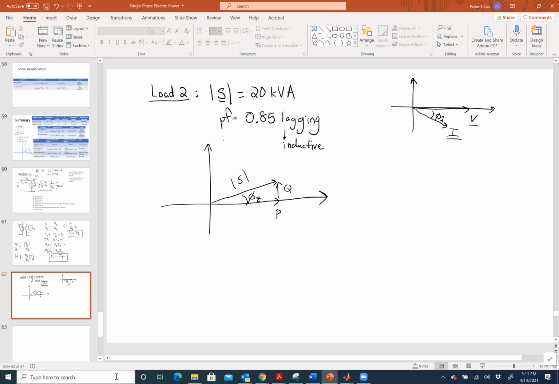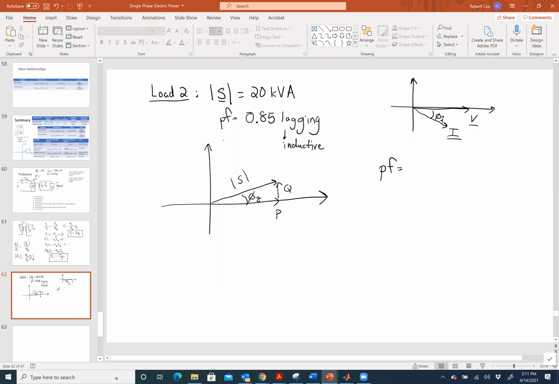All right. So now what I want to do is go through for load 2 and figure out P and Q. Okay. So how do I do that? How do I figure out P and Q? Musa, I'll go back to you. You said something there about the power factor. What's power factor equal to?